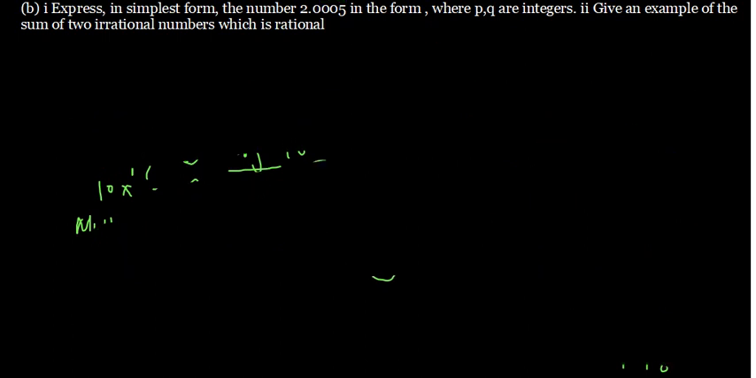And then part 2 is saying, give an example of the sum of two irrational numbers which is rational. Give an example of the sum of two irrational numbers which is rational. Do you know any? Two irrational numbers which are rational.